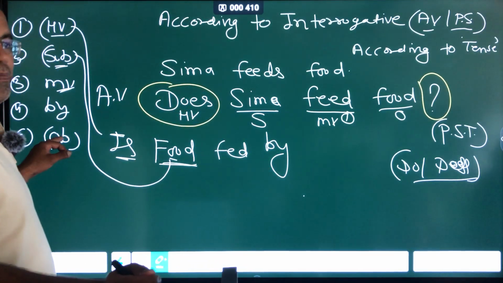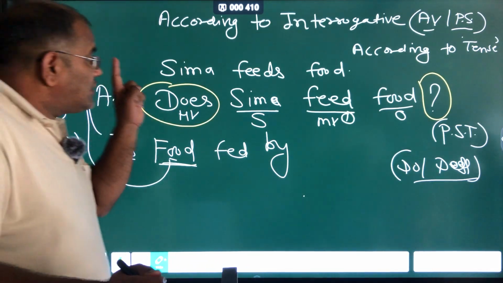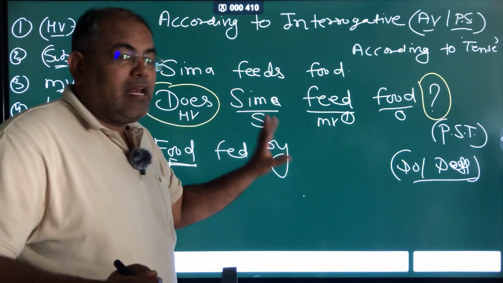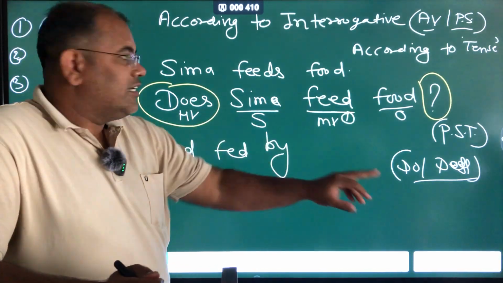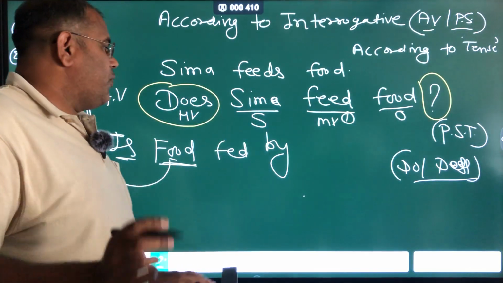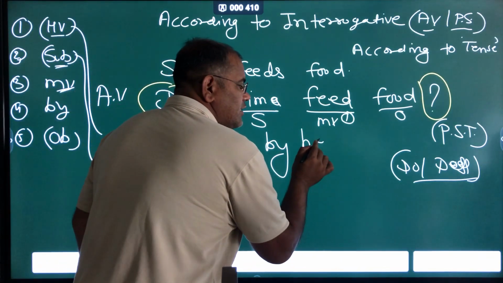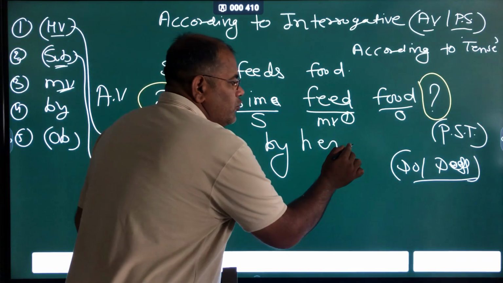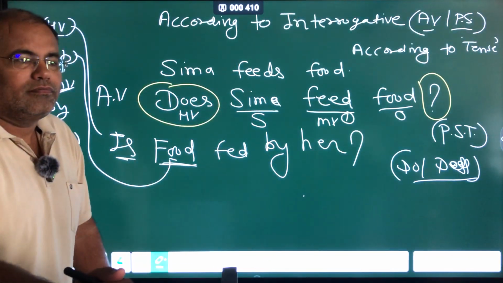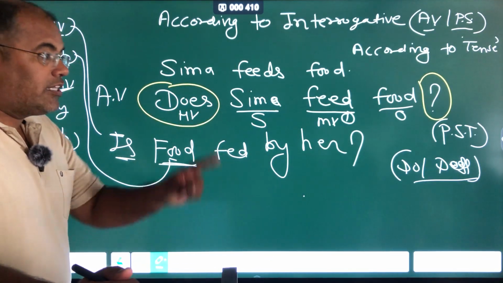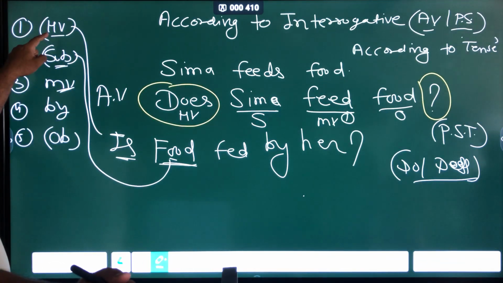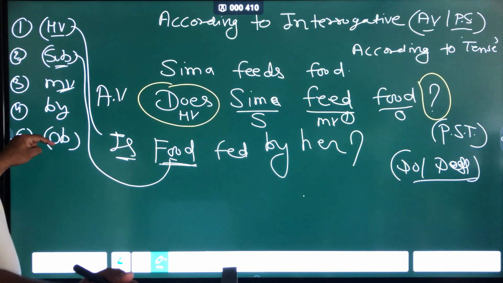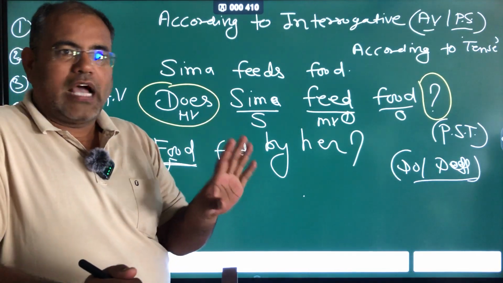Now we have to use the object. Object means the subject of the AV will be the object of the PV. So the subject is given Seema, so we can use here her. Is that clear? Am I clear? And at the last we have to use the symbol of interrogation. Am I clear? At the first we have to use HV, then subject, then MV, then by, then object. Am I clear? Are you sure?